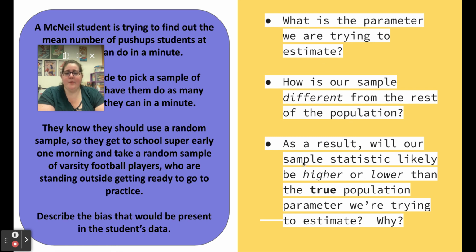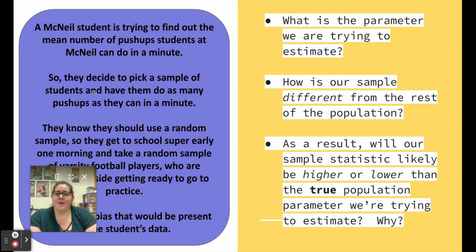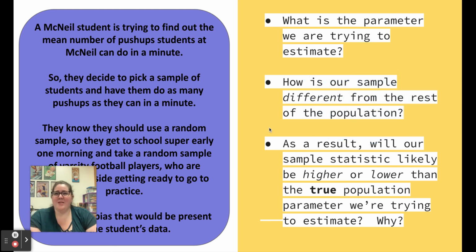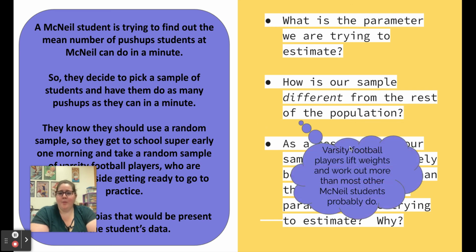So again, the three things we want to address are, firstly, what is the parameter we're trying to estimate? In this example, we're trying to estimate the mean number of push-ups for all students at McNeil in a minute. So our parameter is for all students. Second thing we want to say is, how is our sample different from our population? And be descriptive, be in context here. Varsity football players lift weights and work out more than most other students at McNeil probably do. So that's how they're different.